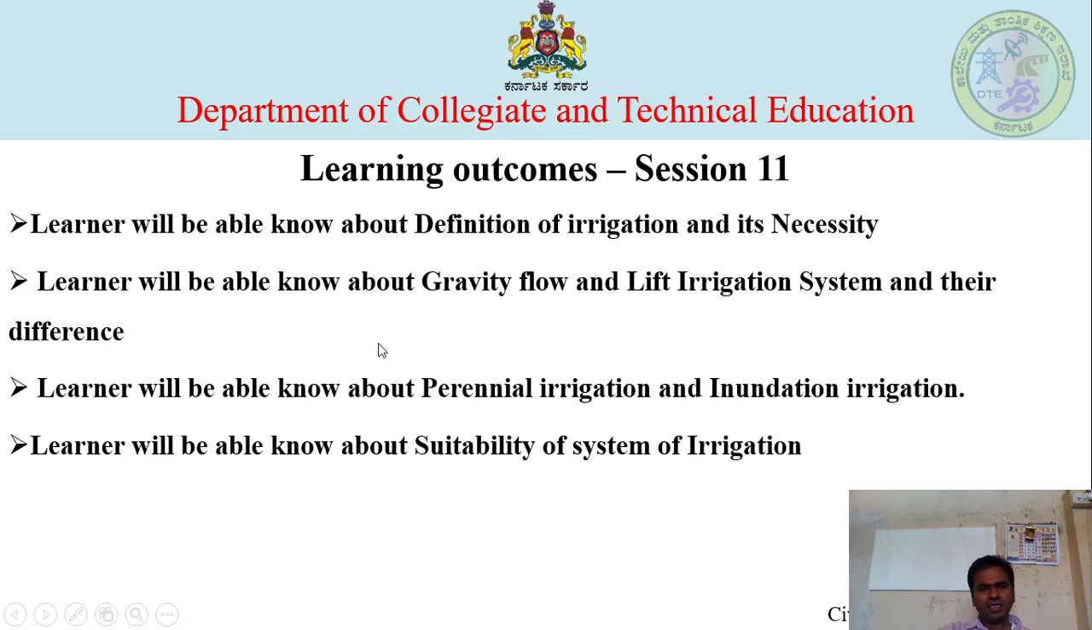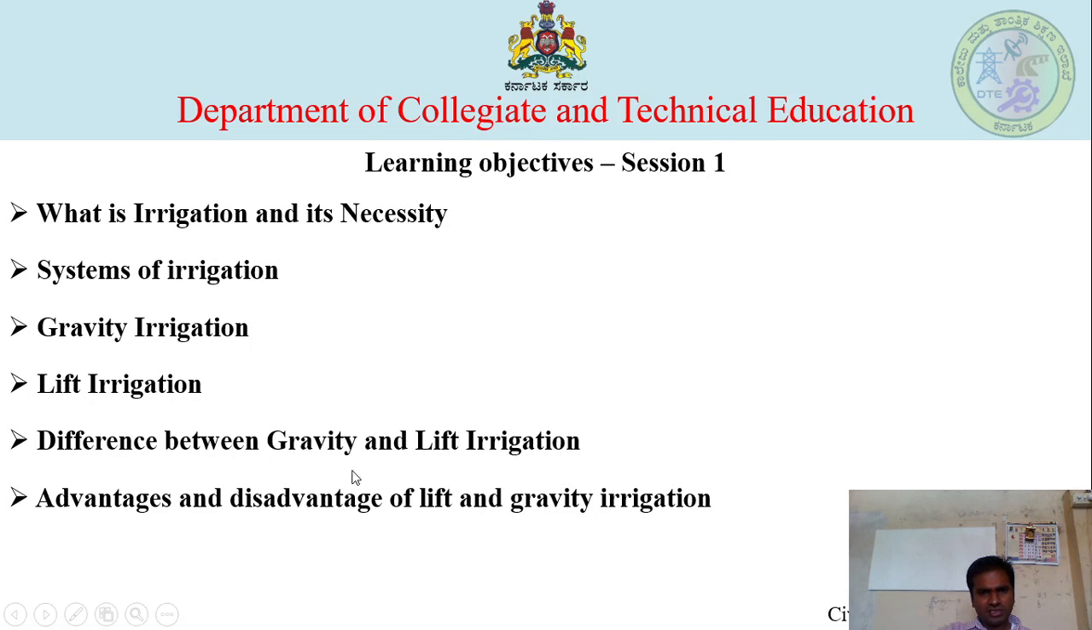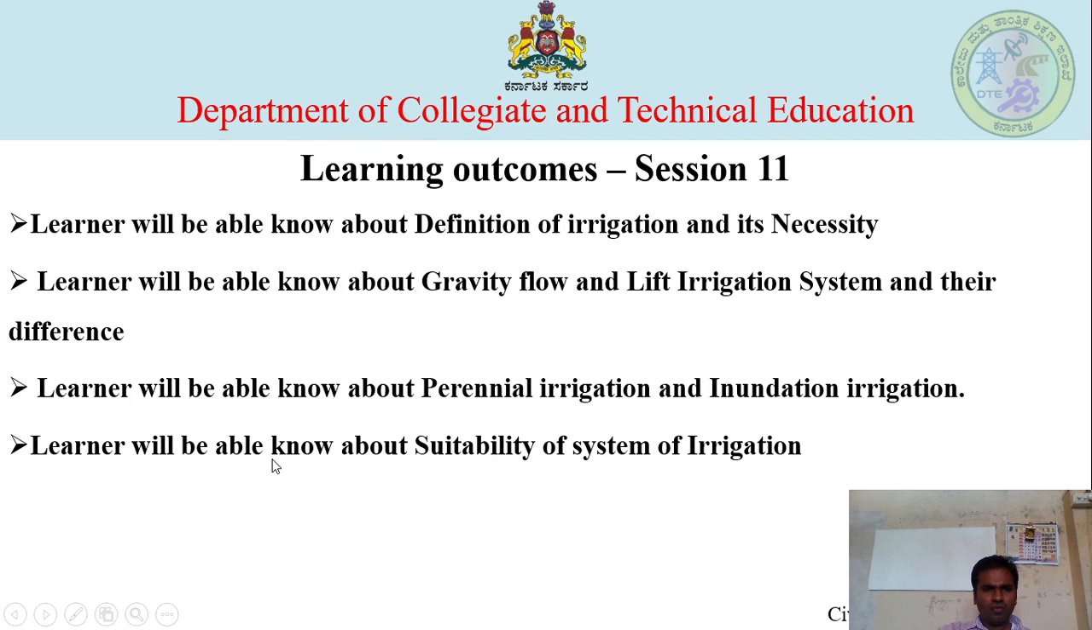After learning these objectives, what are the outcomes? Learner will be able to know about the definition of irrigation and its necessity. Learner will be able to know about the gravity flow and lift irrigation systems and their difference. Learner will be able to know about perennial irrigation and inundation irrigation. Learner will be able to know about the suitability of systems of irrigation.